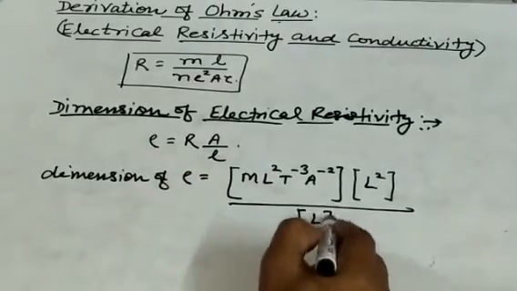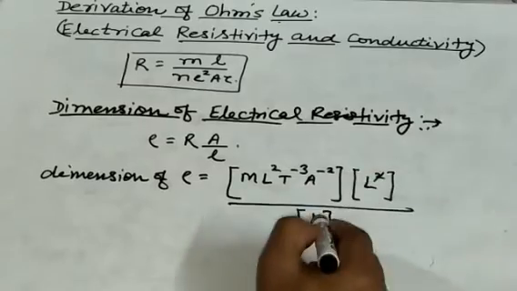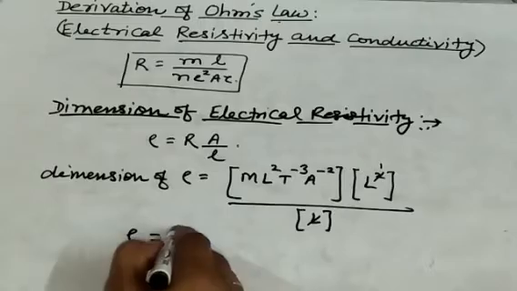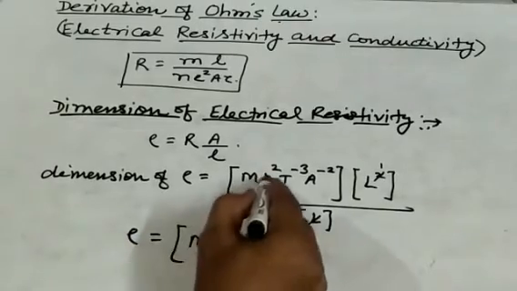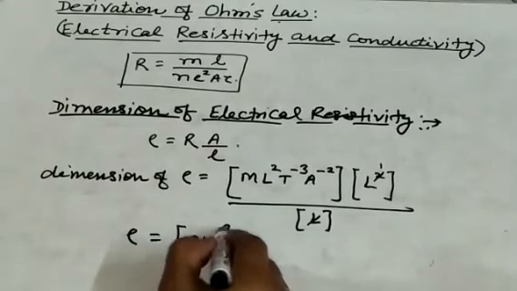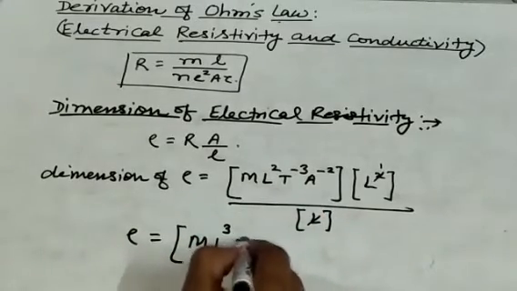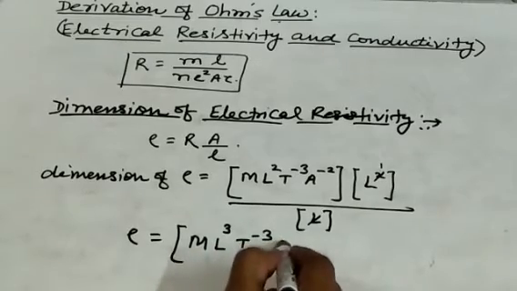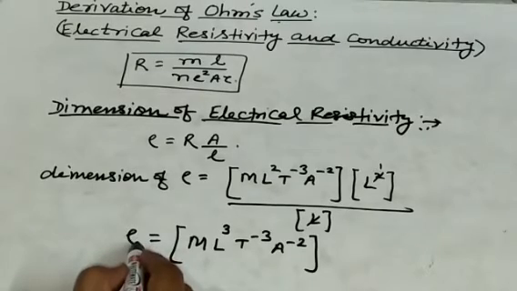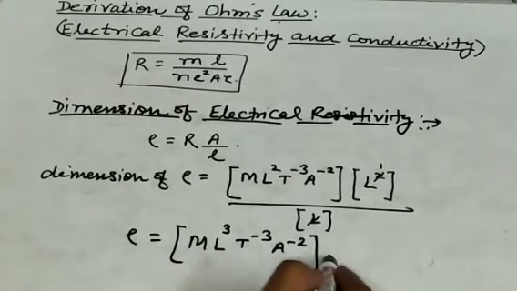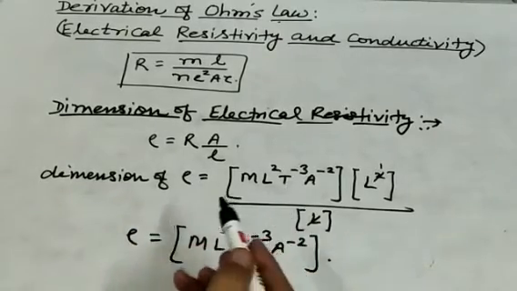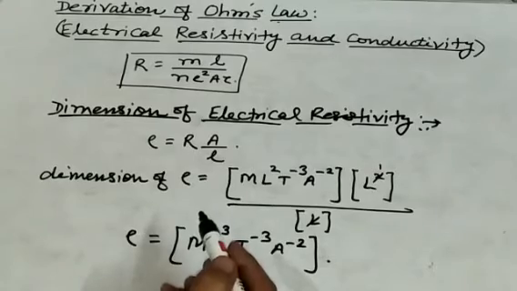Here we can write L. Now 1 L is cancelled by this one. 1 L is left. And now the dimension of rho is equal to, we can write M L square into 1 L here. So M L cube T to the power minus 3 and A to the power minus 2. This is the dimension of a specific resistance or electrical resistivity. So in this way we can find either unit or dimension of the specific resistance.